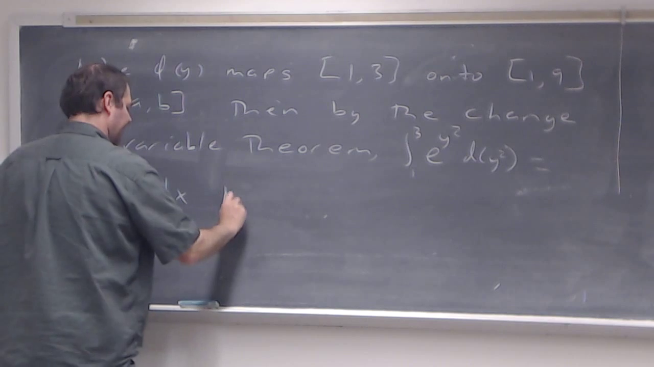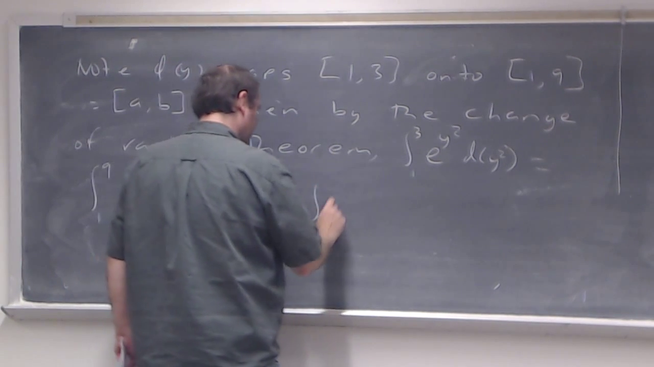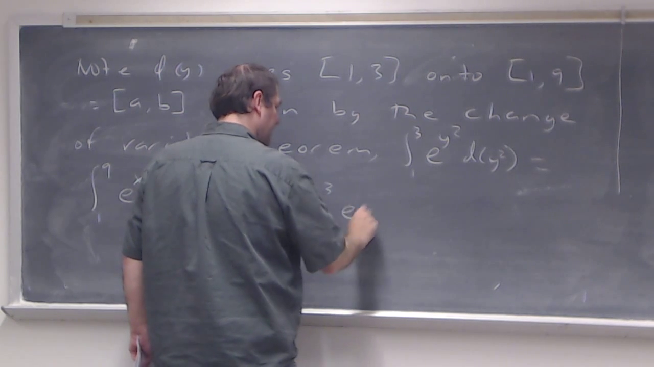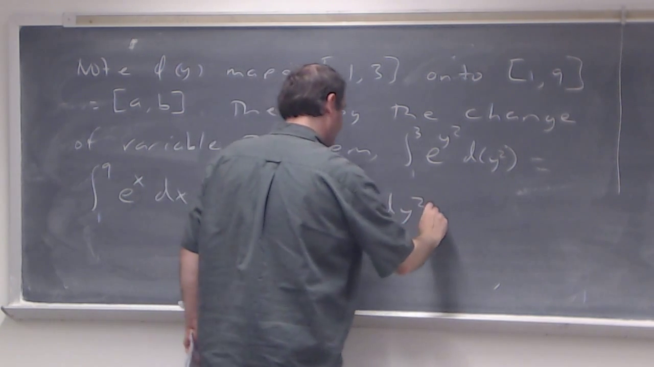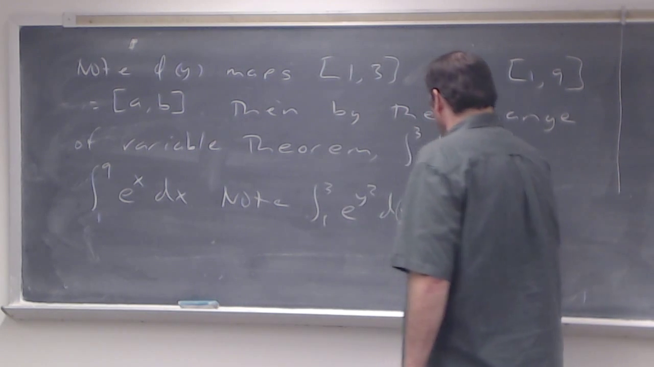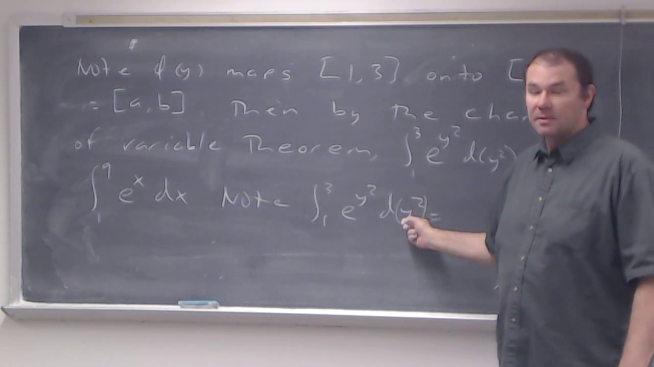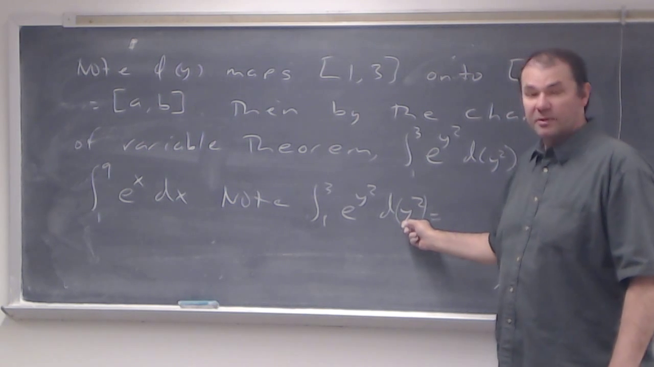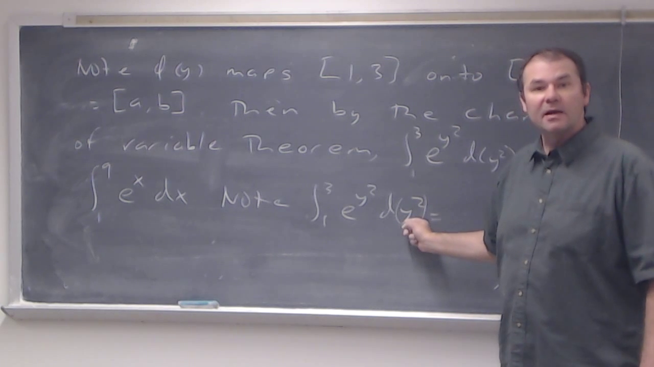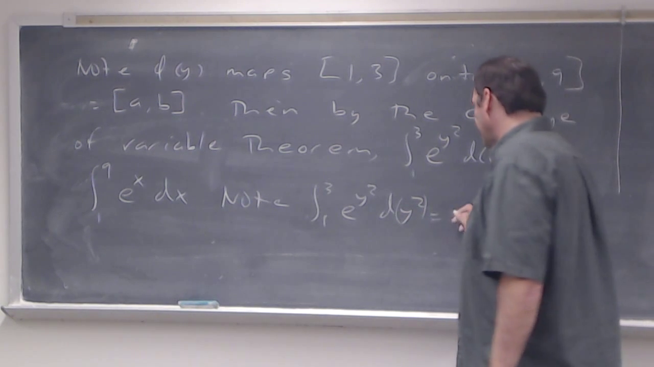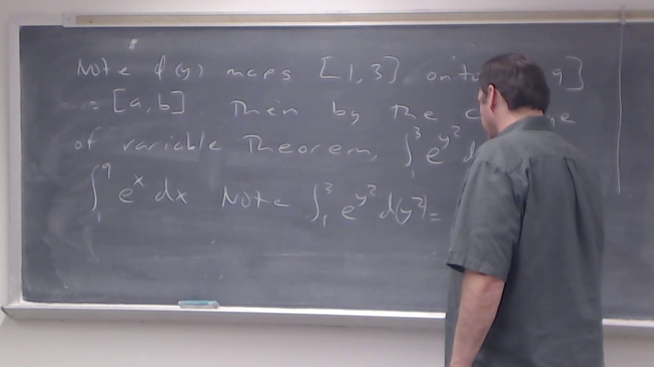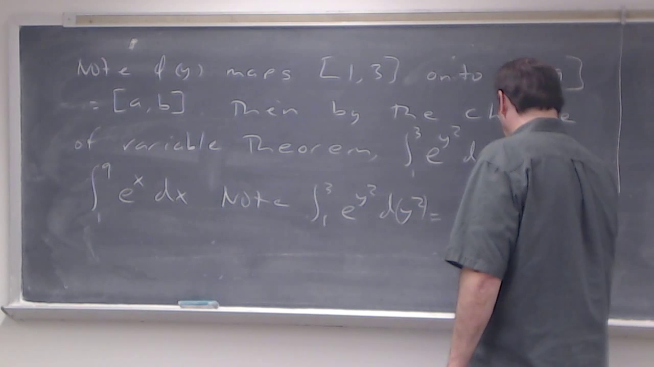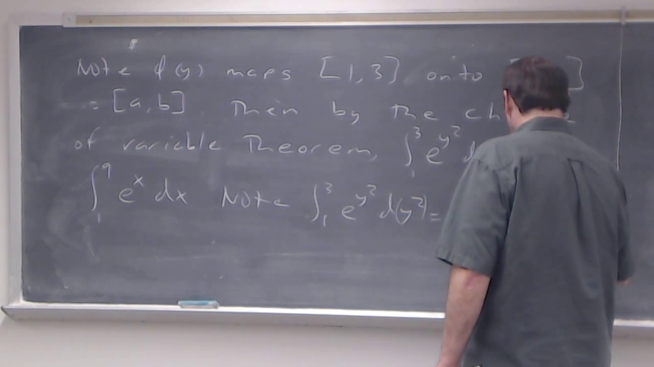Now, here's what I'm going to finally leave you with for this example. Note the integral from 1 to 3 of e to the y squared d of y squared is really, because this is our beta, the function that we're integrating with respect to, and this is a differentiable function, we know that this is equal to, by a previous theorem, the integral from 1 to 3 of e to the y squared, and here I take the derivative of this guy, which would be 2y, and then dy.